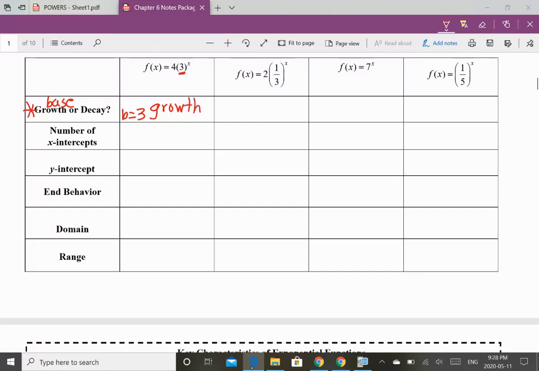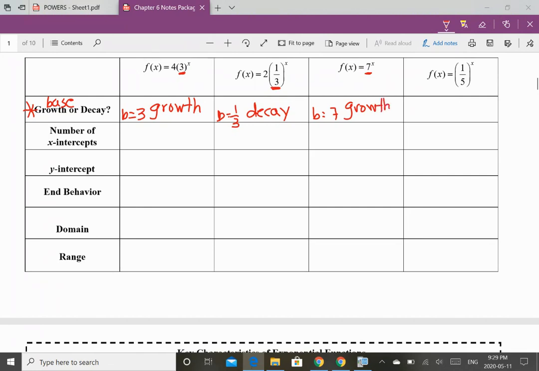For our next function, our base is 1/3. 1/3 is between 0 and 1. So because our base is 1/3, because it's between 0 and 1, this would show exponential decay. f of x equals 7 to the power of x. Our base is right there. Again, it's always the one just below the exponent. Our base in this case is 7. 7 is greater than 1, which means this function would be exponential growth.